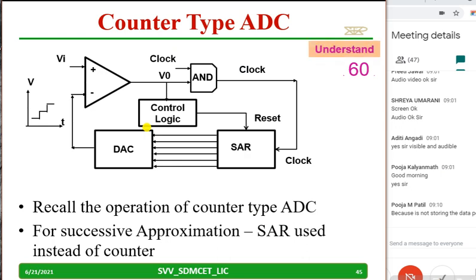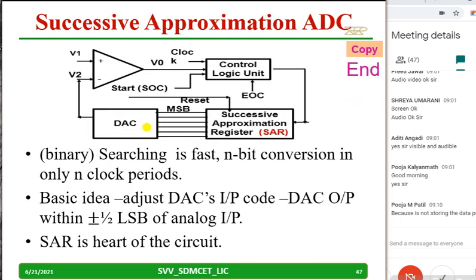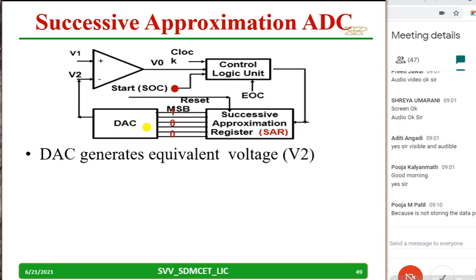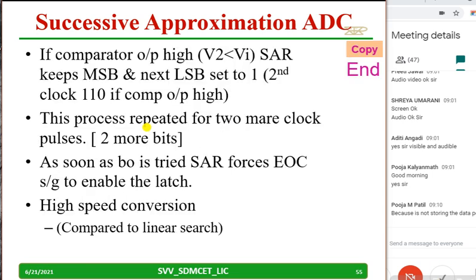Only the difference is that the counter is replaced by a successive approximation register. The remaining operation will be almost the same as we discussed in the previous classes. So SOC is given, and automatically the SAR will make the MSB high, and the remaining bits 0, which will be converted into voltage by the DAC. The DAC output is taken by the comparator, which compares it, and based on the output of the comparator, the SAR will decide whether to keep that bit as it is, and whether to set the next MSB or not.